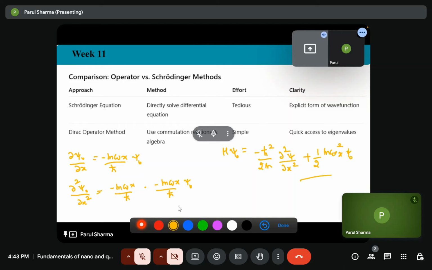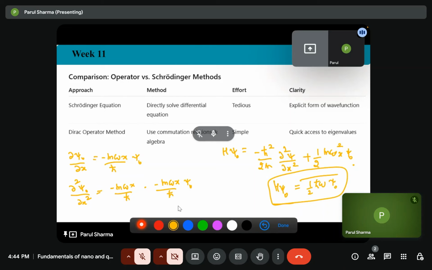When we substitute it, we will get half h cross omega psi naught. So in the Schrodinger equation approach, we directly solve the differential equation, get the TDS and the explicit form of the wave function. Whereas in the operator method, we use the commutation relation, which is easy to solve and gives quick access to the eigenvalue.